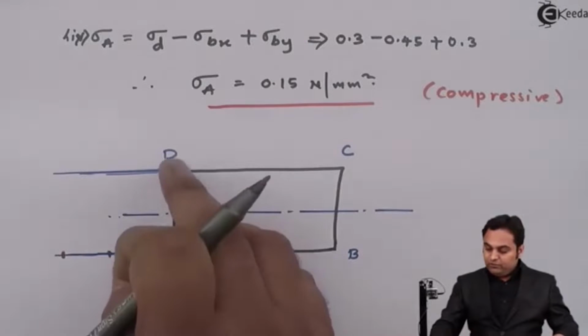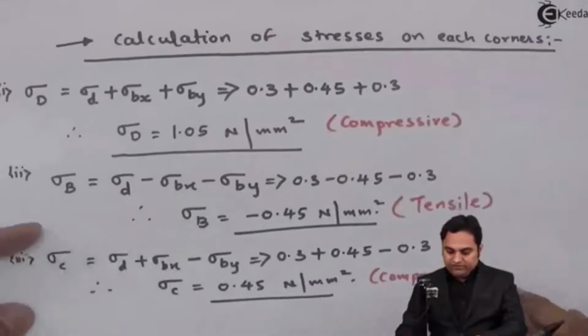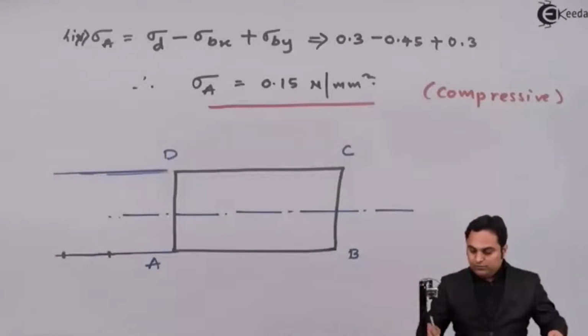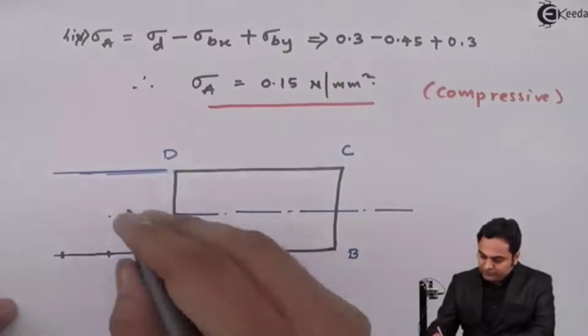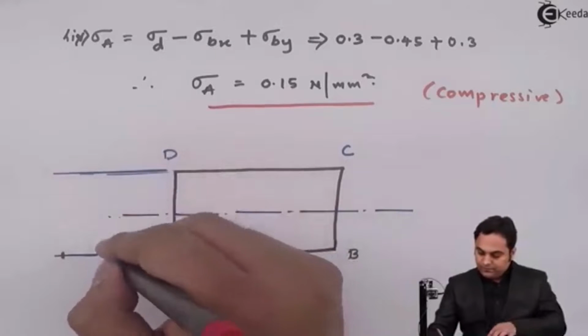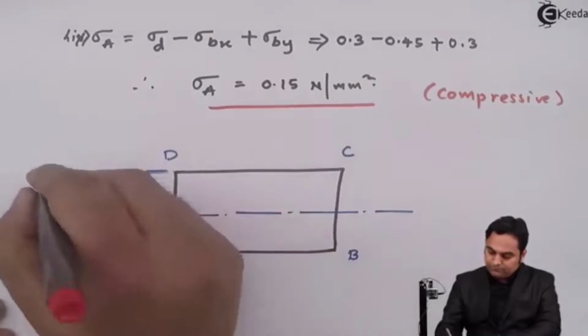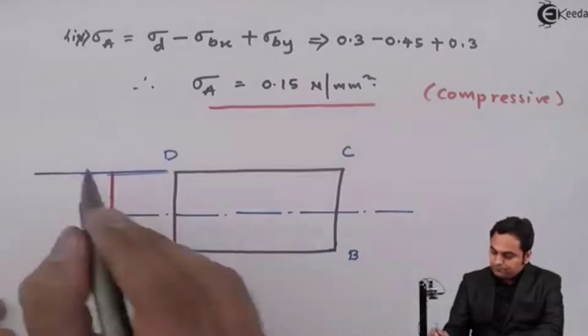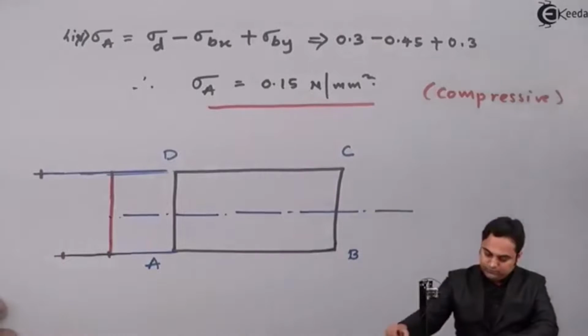Then if we look at point D, the stress was 1.05 and it was also compressive. So here we have 0.15, here we have 1.05, so it is greater. So here I'll project this upwards. So the stress is more at point D. Now I can join this.